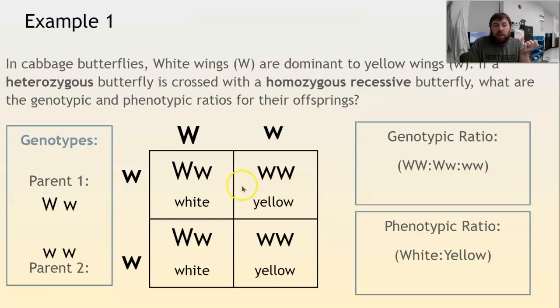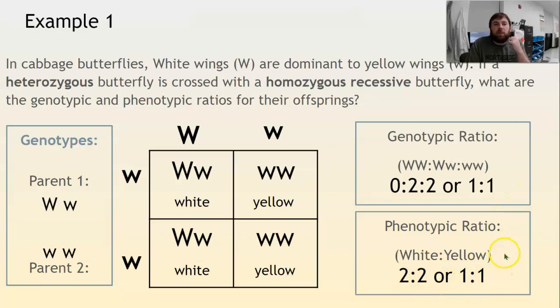And if we fill in the phenotypes of these, well, it looks like we have 2 whites to 2 yellows. That's going to be another 1 to 1 ratio. And looks like I was right with a 0 to 2 to 2, aka 1 to 1, 1 being the heterozygote and 1 being the homozygous recessive, 2 to 2, or 1 to 1 for the phenotype.